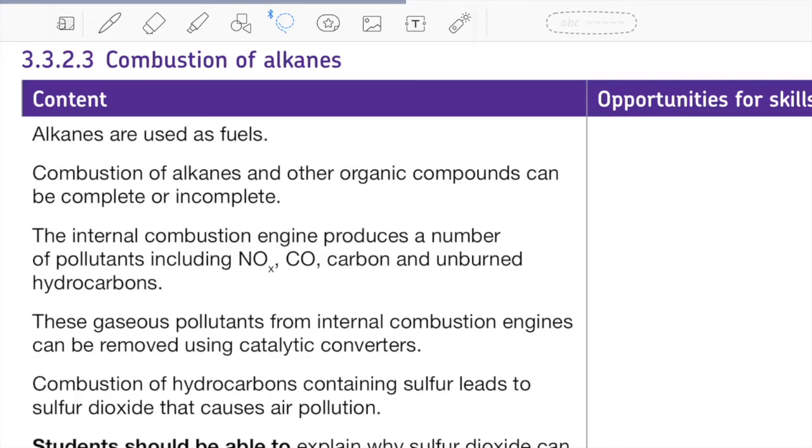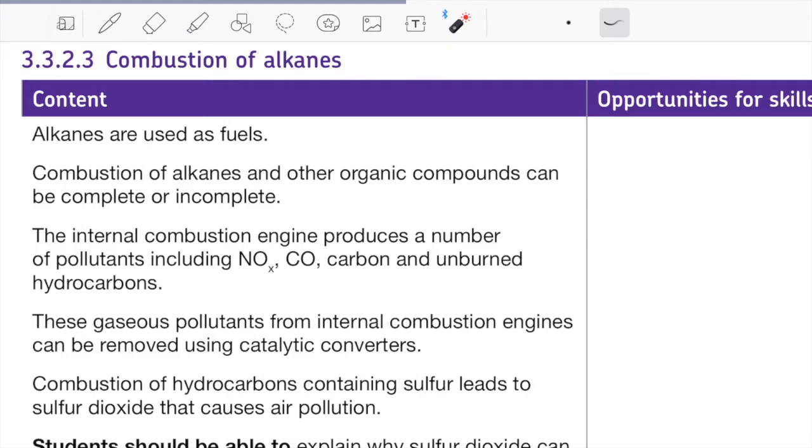We can get combustion. Again, this is probably something that you did at GCSE, where we could have complete or incomplete combustion, so we'll consider those. And then when we're looking at actual combustion in an engine, we can get a variety of different pollutants, including nitrous oxides and carbon monoxide and so on. So we'll just look briefly at that.